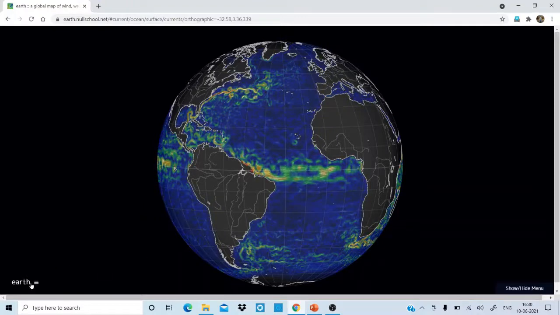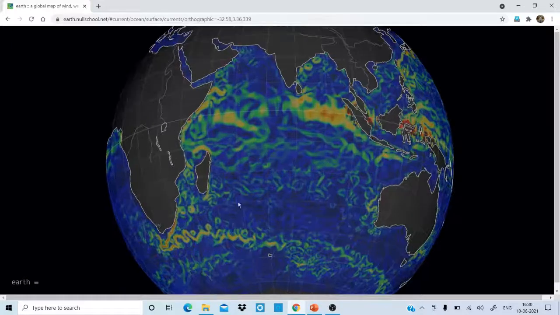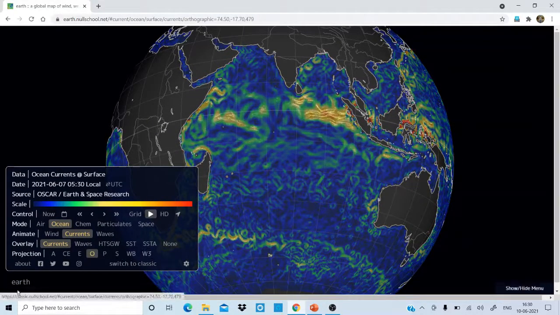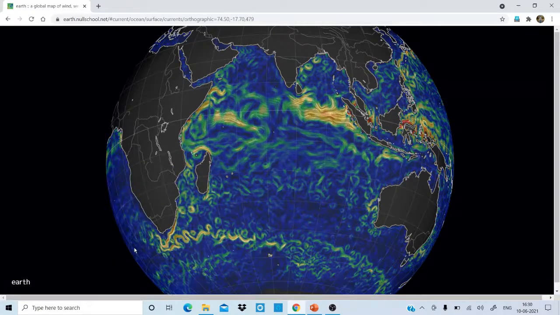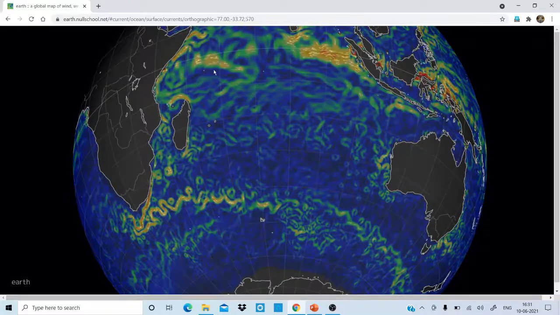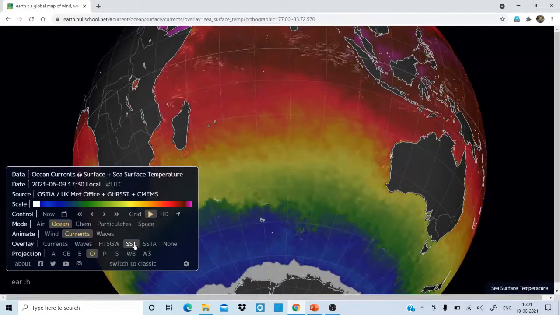All right. So, first of all, let us see the currents in the Indian Ocean. You all should visit this website. It's a very, very helpful website. I'm talking about the Indian Ocean. So, if you see here carefully, let me superimpose the sea surface temperature over here.